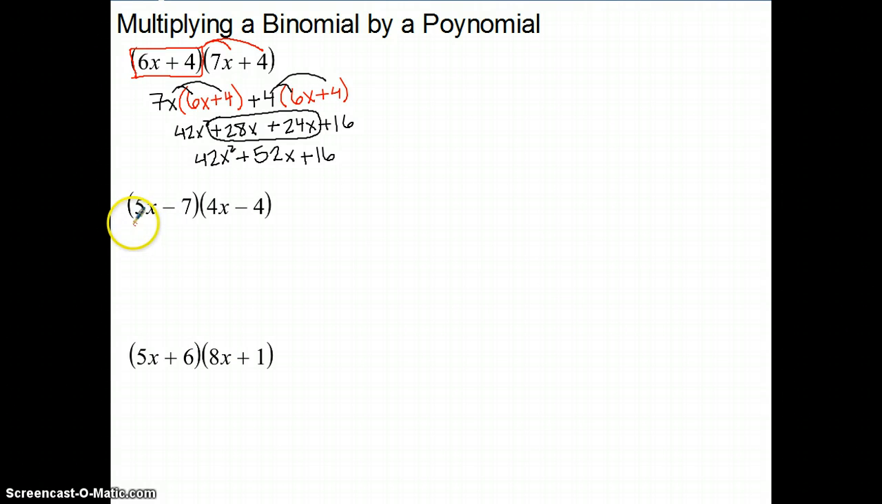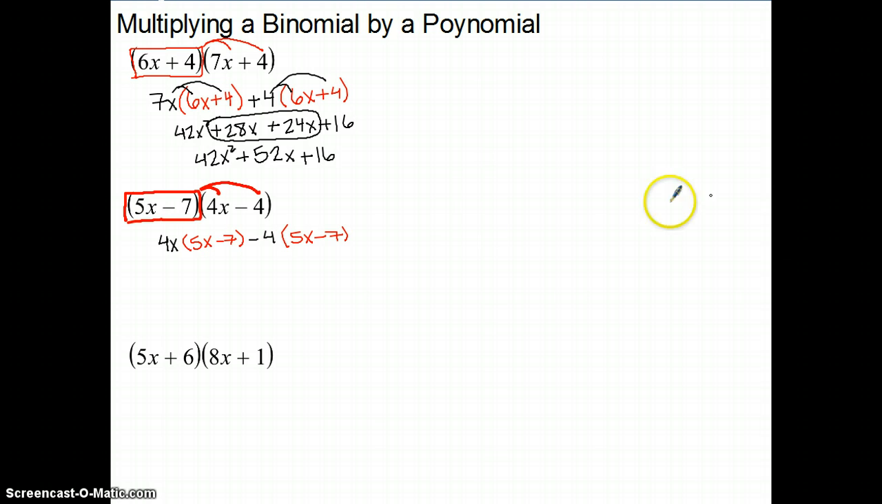Again, down below, I have a 5x minus 7 in front of my 4x minus 4 parentheses. I'm going to distribute that to both terms in my second set of parentheses. So I end up with 4x times the 5x minus 7 that I'm distributing, minus 4, again multiplied by the 5x minus 7 that I'm distributing.